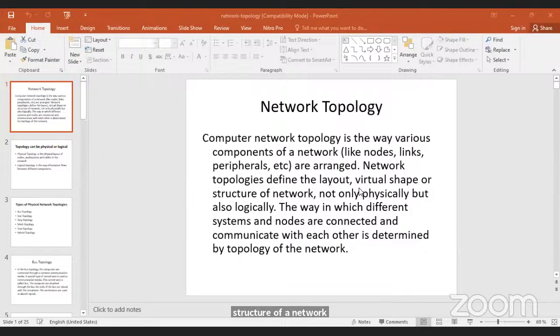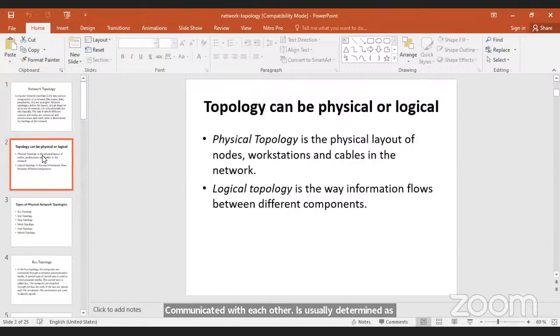So network topology defines the layout or the virtual space or structure of a network, not only physical, but we have some logical arrangements. So the way in which different systems or computers are organized, connected, or communicate with each other is determined as the topology of the network. Topology can be physical, how the computers are organized, or it can be in a logical form. Physical topology is the physical layout of computers, servers, workstations, and cables in the network.